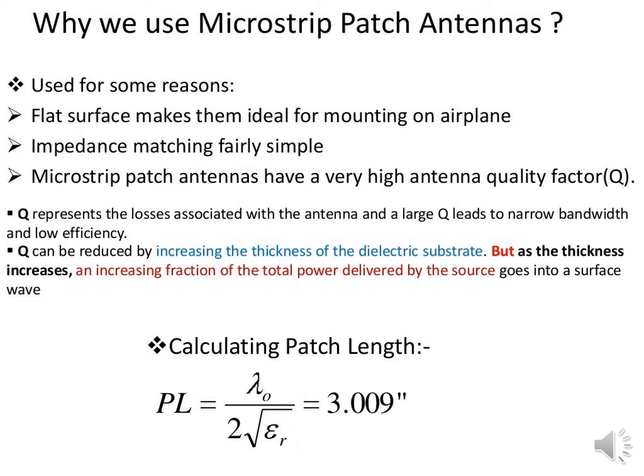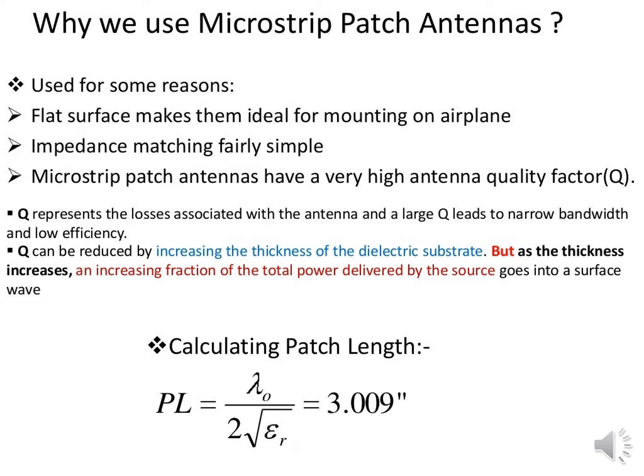So here are a few reasons that are listed out. First thing is the flat surface that makes them ideal for mounting on an airplane. As we can imagine, this is a flat surface, and when it is a flat surface, we can easily mount on it. Next thing is impedance matching is fairly simple, and microstrip patch antennas have a very high quality factor. So these are the three different factors for choosing this particular patch antenna.